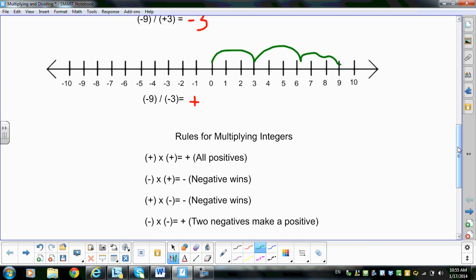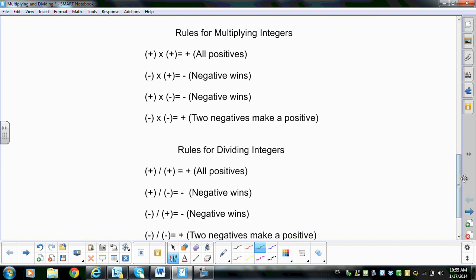Okay, so here are the quick rules for multiplying integers. If you have a positive multiplied by another positive, the answer will always be positive. If you have a negative and a positive, or a positive and a negative, the negative always wins. What I tell the students is the bad guy in math is always going to win, unfortunately, and the negative takes over. Two negatives, two wrongs make a right. I know that's not what we're supposed to be teaching, but in math right now, that's how it's going to go. Two wrongs make a right, so two negatives make a positive.